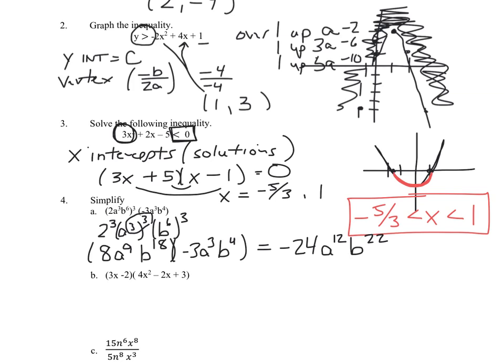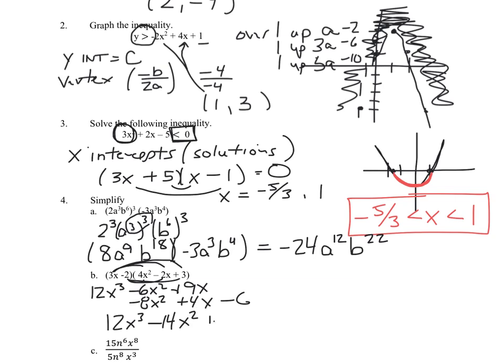Multiplying, so in multiplying here, I'm going to distribute the 3x. So I would have 12x cubed minus 6x squared plus 9x. I distribute the negative 2. I'd have a negative 8x squared plus 4x minus 6, which would be 12x cubed minus 14x squared plus 13x minus 6 after combining like terms.